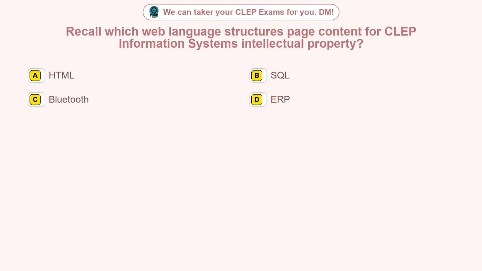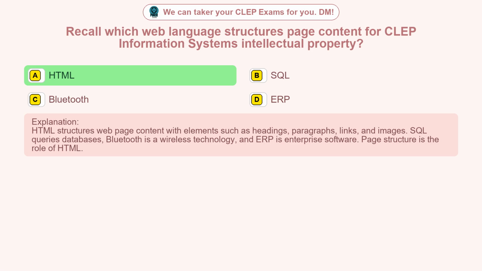Question 34. Recall which web language structures page content for CLEP Information Systems intellectual property. Option A. HTML. Option B. SQL. Option C. Bluetooth. Option D. ERP. The correct answer is option A. HTML. HTML structures web page content with elements such as headings, paragraphs, links, and images. SQL queries databases. Bluetooth is a wireless technology, and ERP is enterprise software. Page structure is the role of HTML.